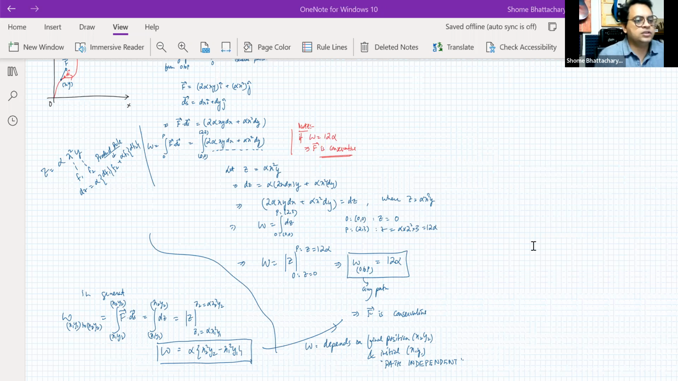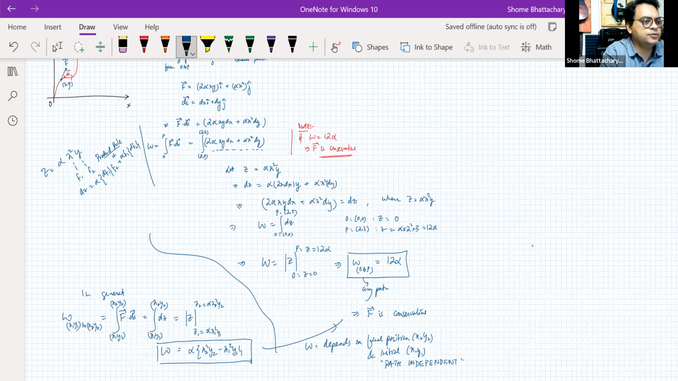See, because what is happening now? It is a matter of observation. That's why I said this type of question is a bit tricky. See, this term that I have inside the integration, it is what? It is 2 alpha xy dx, right? Plus alpha x squared dy. Get my point?